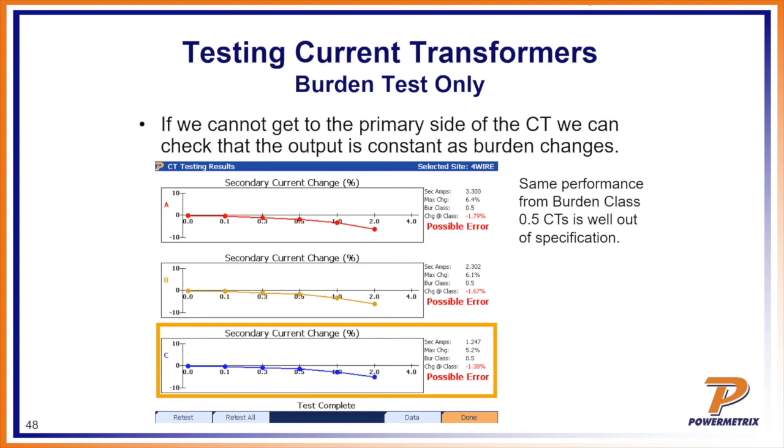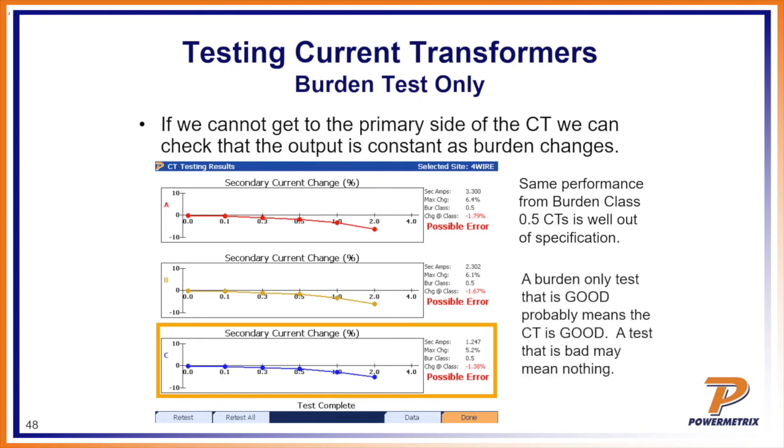And again, a burden-only test just tells you one thing. It doesn't necessarily translate to there being a problem, which is what the next slide is about. A burden-only test that is good probably means that the CT is good. But let's say you had a bad burden test. That doesn't necessarily mean anything.